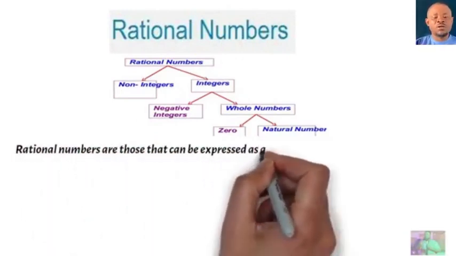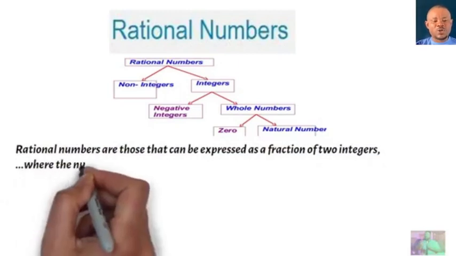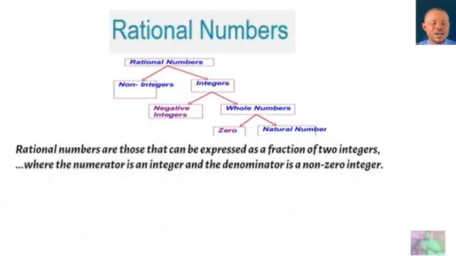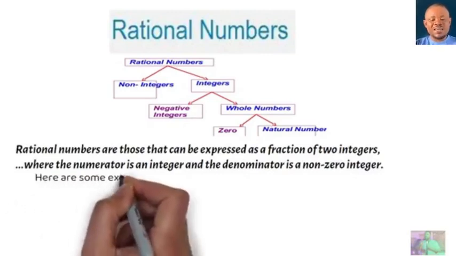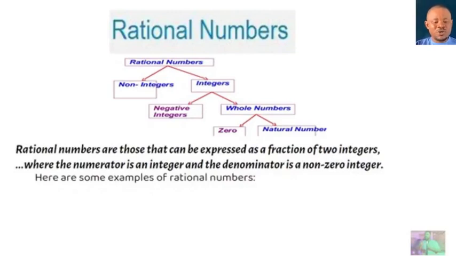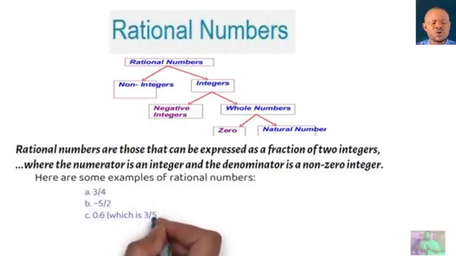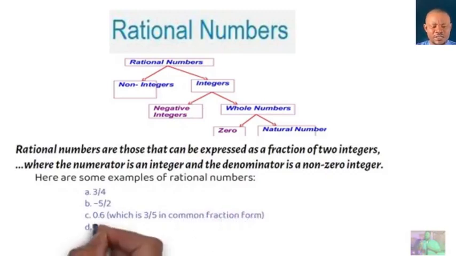All those things you are seeing there are subsets of rational numbers. Rational numbers are those numbers that can be expressed as a fraction of two integers, where the numerator is an integer and the denominator is a non-zero integer. Take note, a non-zero integer. Here are some examples of rational numbers. 0.6 can be converted to a common fraction.